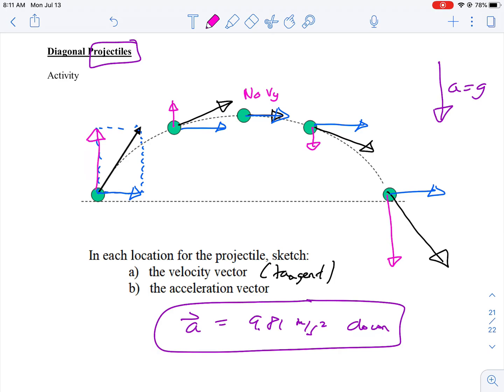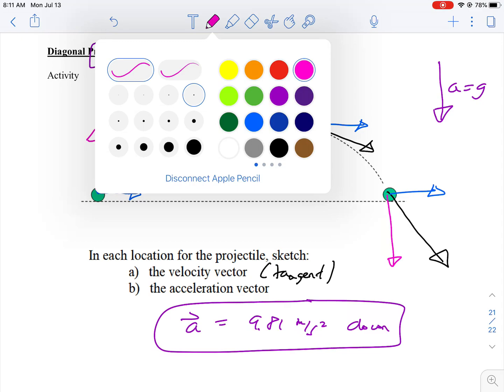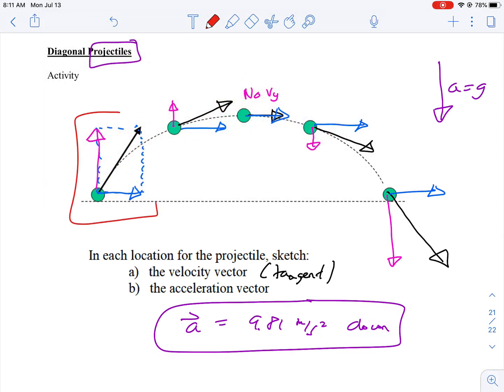Good? And you'll see that that's very consistent with horizontal projectiles. Constant horizontal velocity, and the vertical is accelerating, which means we can use the same method. But the key, as we're going to find out, is that because you have a diagonal initial velocity, the first thing you have to do is draw its components. So let's give it a try.